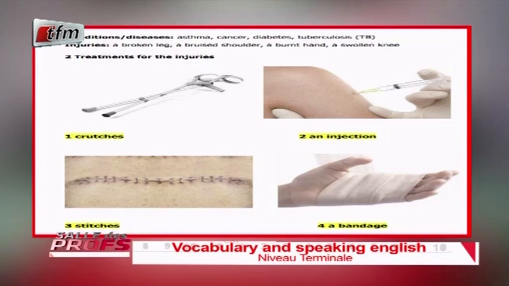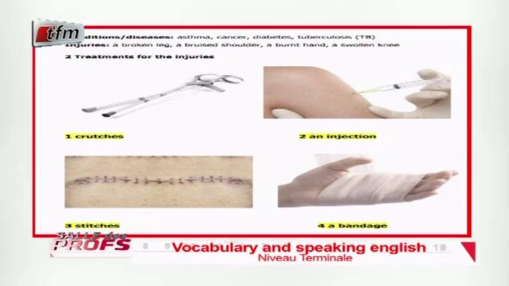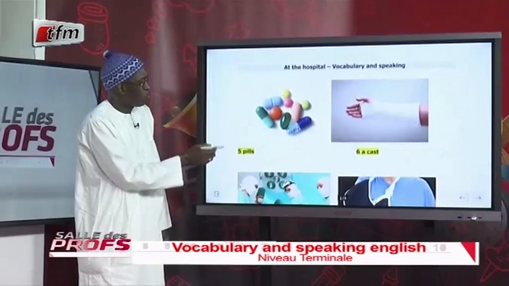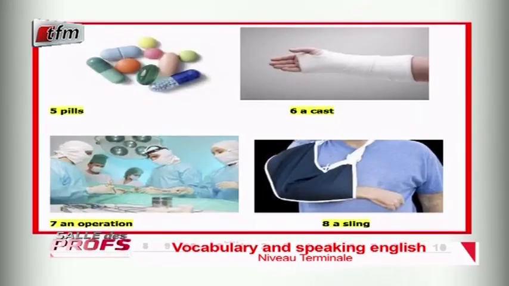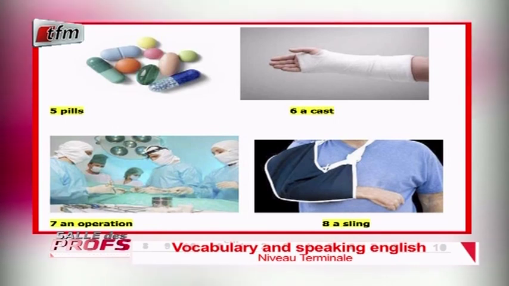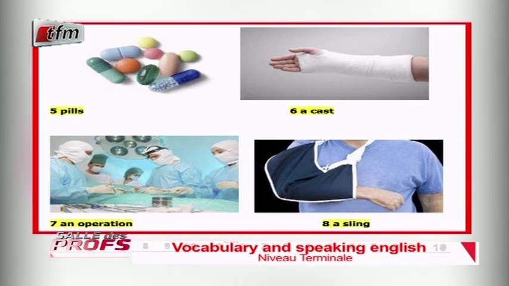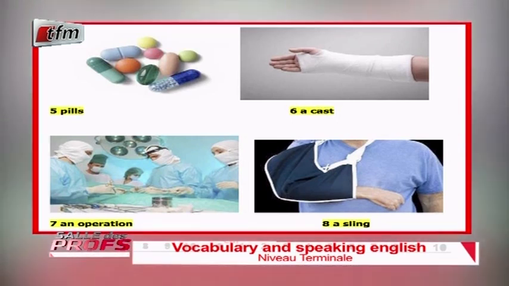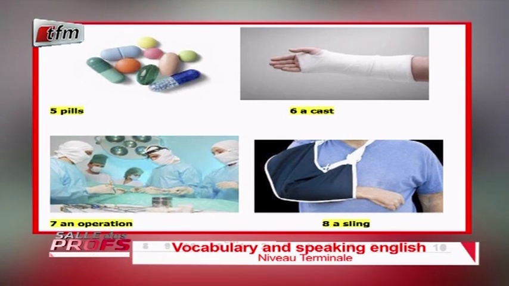And you have a bandage. Pills you drink when you have some problem, antibiotics, might be like pills, paracetamol or aspirin, under the form of pills. A cast, you have a broken arm, and it has to be maintained straight for maybe 15 days or a month sometimes when it is serious, so it is a cast.